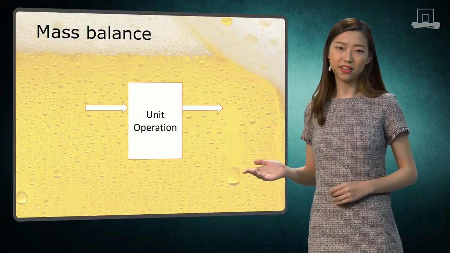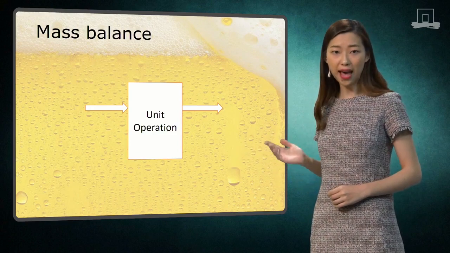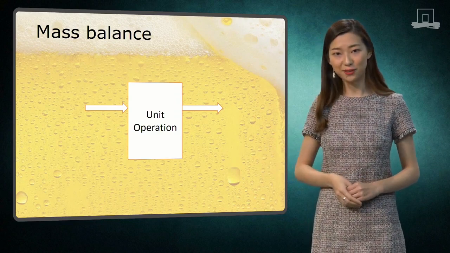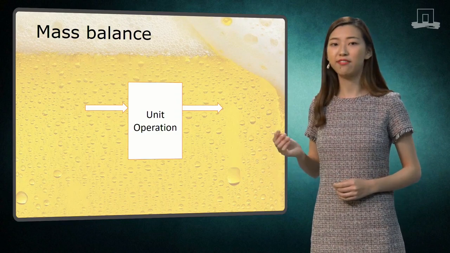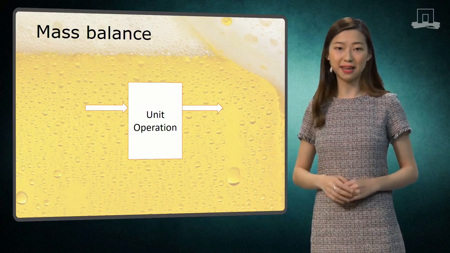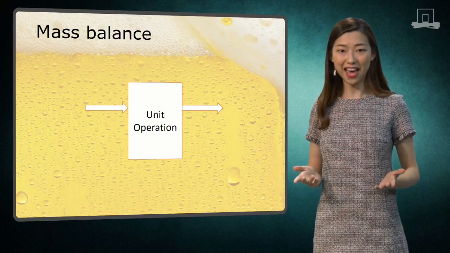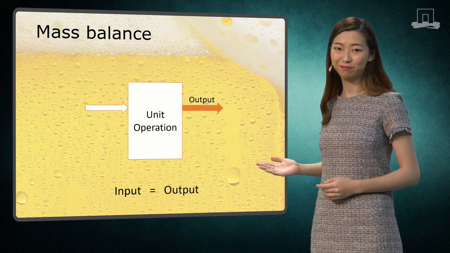Basically, it means that everything that goes into a unit operation should also go out at a certain moment. Think about a vessel sending water to the lauter tank. The water that flows in will eventually flow out with just the same amount. So, in mass balance, we have input equals output.